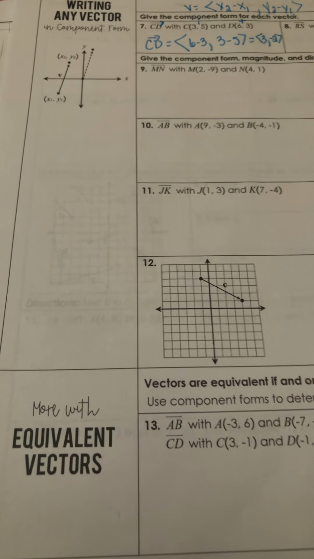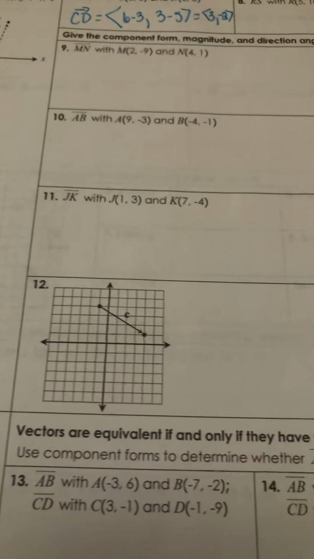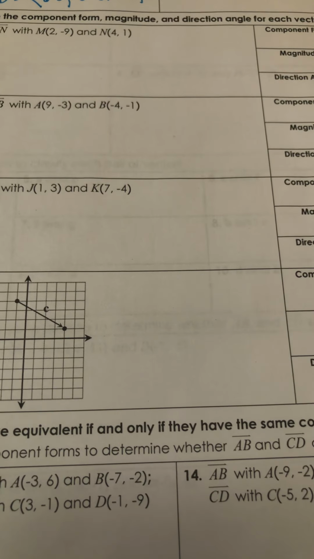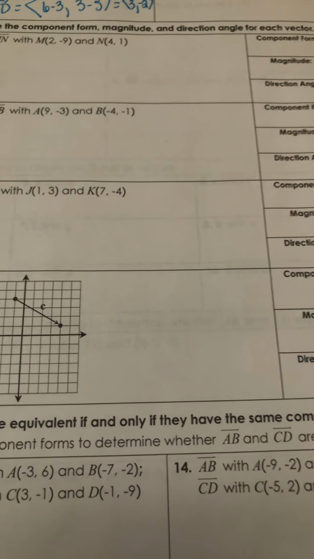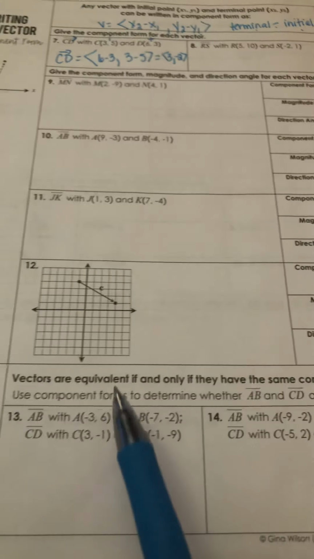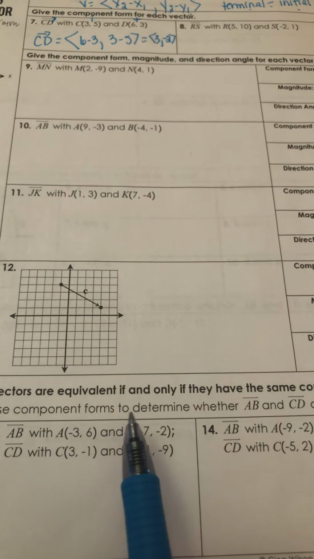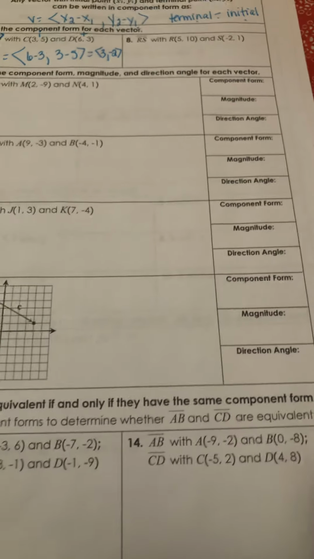Now looking down here, at equivalent vectors again. In the previous lesson on Tuesday, we learned that in order to determine if two vectors were equivalent, their magnitudes and their slopes have to be the same. Well, we're about to learn another way, which is a little bit easier. Vectors are equivalent if and only if they have the same component form. So, use the component form to determine if vector AB and vector CD are equivalent.